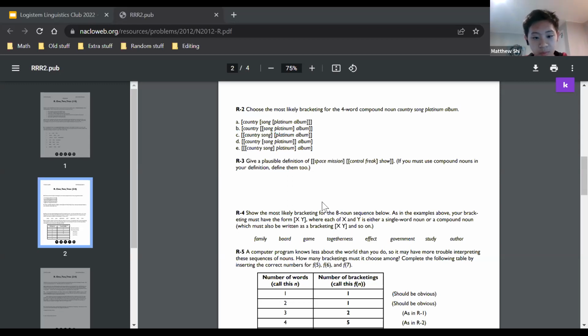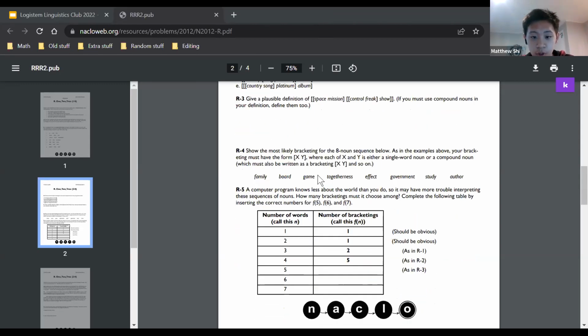All right, let's move on to R4. So show the most likely bracketing for the eight noun sequence below. As in the examples above, your bracketing must have the form (X Y), where each of X and Y is either a single word noun or a compound noun, which must also be written in the bracketing (X Y) and so on. So the words are family, board, game, togetherness, effect, government, study, author.